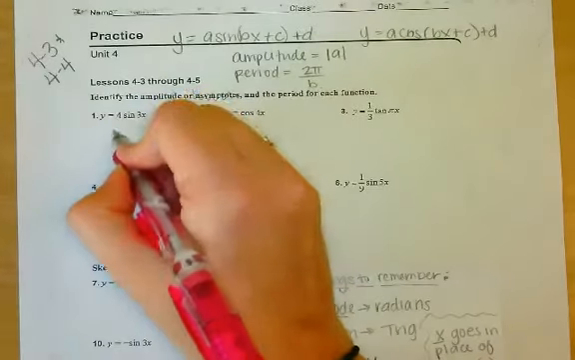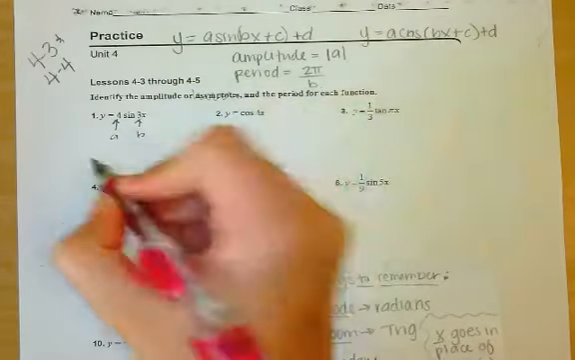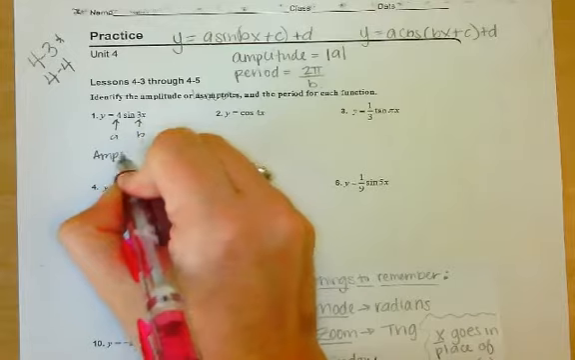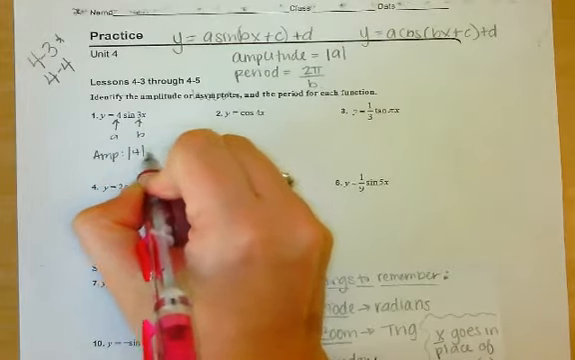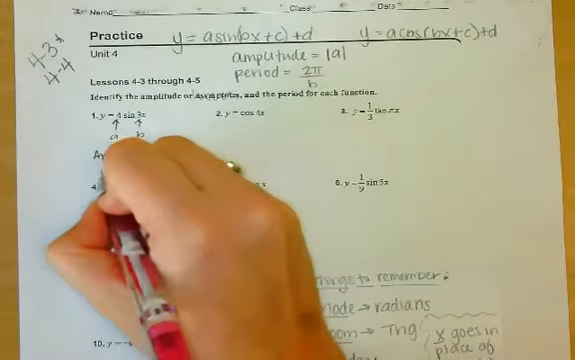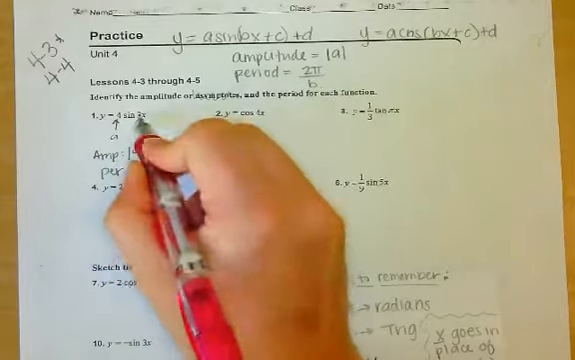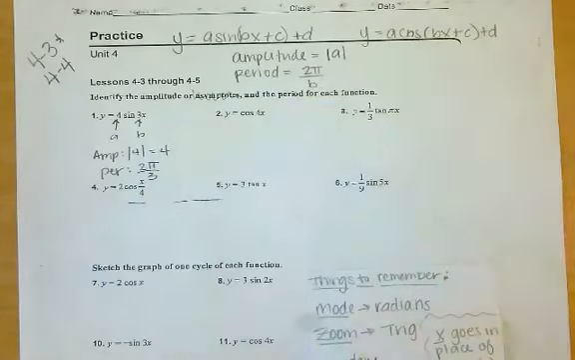So for problem 1, this is my A value. 3 is my B value. So to find amplitude, I'm taking the absolute value of 4, which is 4. My amplitude is always going to have a positive value because I'm taking the absolute value of it. Then to find the period, I'm saying 2 pi over B. My B value is 3. 2 pi over 3 cannot be simplified, so that is my solution.